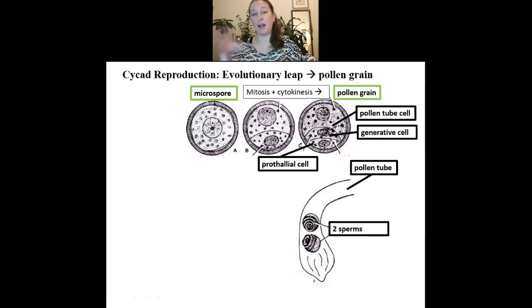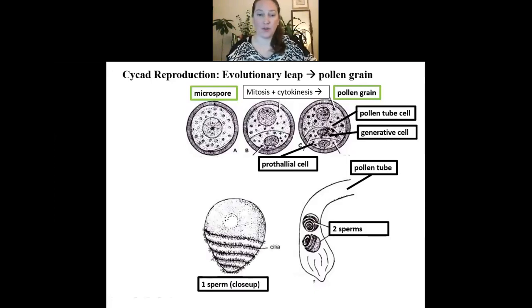When the pollen grain lands on the ovule, the pollen tube cell is going to grow down, and the generative cell is going to create two sperm, which can then swim down the pollen tube cell. And I know I showed you a picture of it on the previous page, but this is what the cycad sperm look like. And you can see the cilia radiating around the edges of it. Lots and lots of cilia.